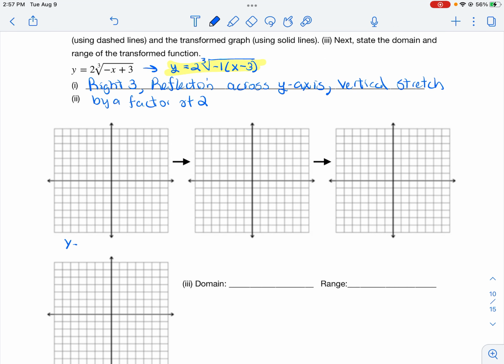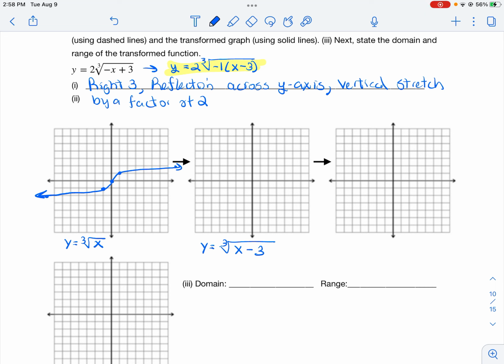So again, our parent function is the cube root of x. So from our parent function, we learn our major point is 0, 0. Key values are 1, 1, and 8, 2, and then negative 1, negative 1, negative 8, negative 2. Okay, so that's our graph. Our first transformation is we're moving to the right 3, and that's going to be x minus 3.